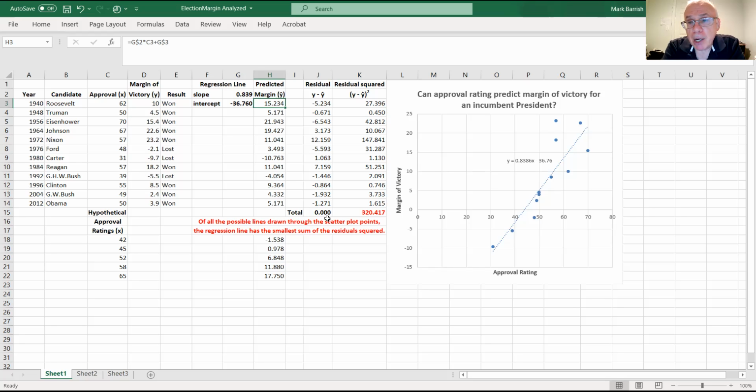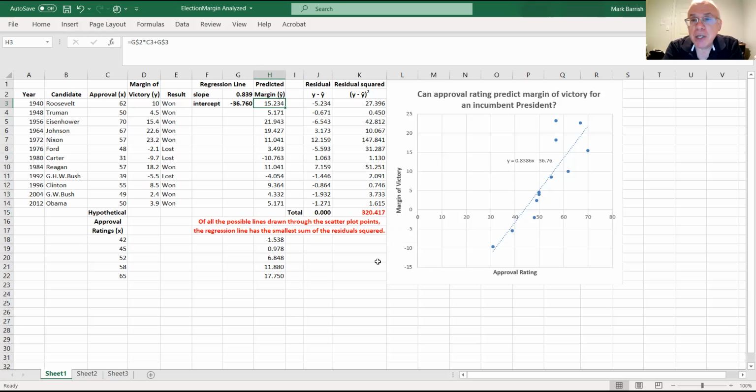Well, that's a little bit of a problem if we want to use the residual to determine what the line of best fit is. So what the statisticians have decided to do, they always come up with ways of doing things, is they decided to square the residuals. So in this column K, I'm just taking what's in J and squaring each of the numbers in the data set. Each of the residuals gets squared. Notice that the negatives become positives when you do that. And then when you add up the squared residuals, you get this number here, 320.417.